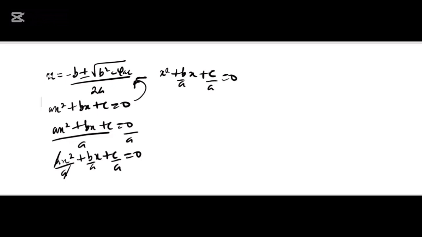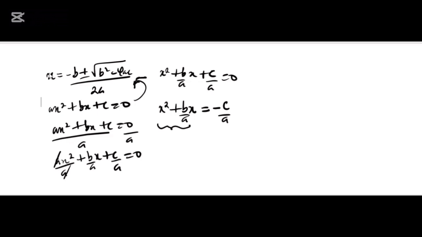Now, what will be my next step? My next step will be to make the left hand side appear to be an incomplete quadratic expression. An incomplete quadratic expression is any quadratic expression lacking the constant term. So c over a is the constant term here. I'm going to move it over to the right hand side, making the left hand side appear incomplete. So this gives me x squared plus b over a x equals minus c over a.